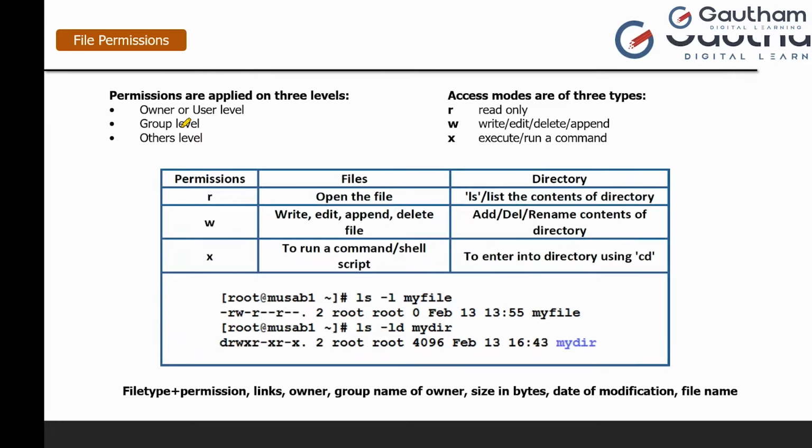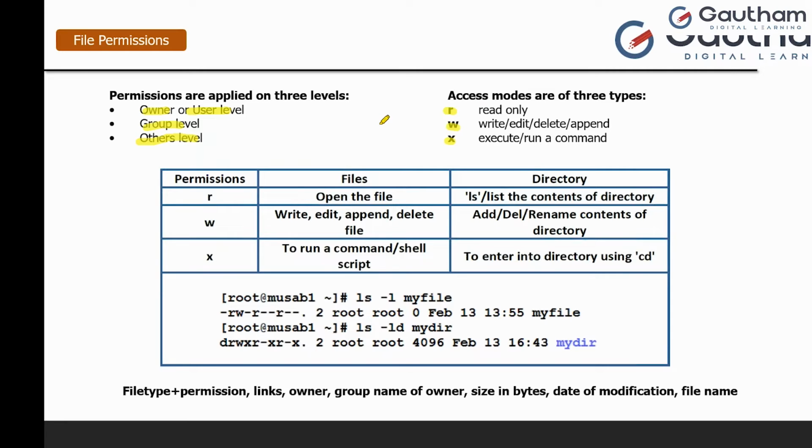Now, one user can be the owner of the file, and one group can be the group owner of the file. But you see, in the system, we have several other users, several other groups that exist. So all those other users and groups will come under the category of others. So you can use owner or user, group owner, and the permissions can be given to the rest, the others. And what type of permissions can we apply? You can apply read permission, write permission, and execute permission.